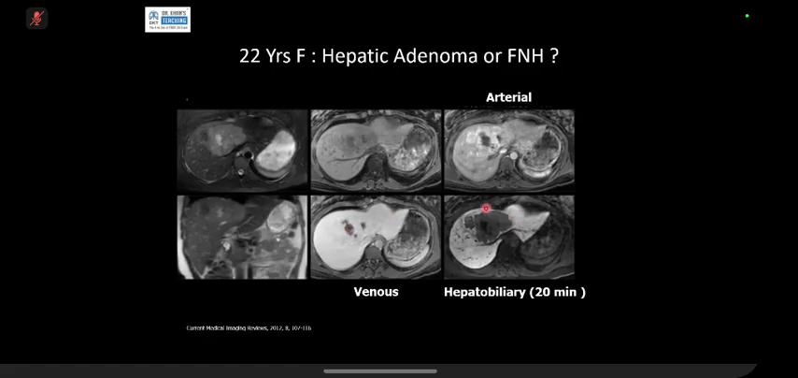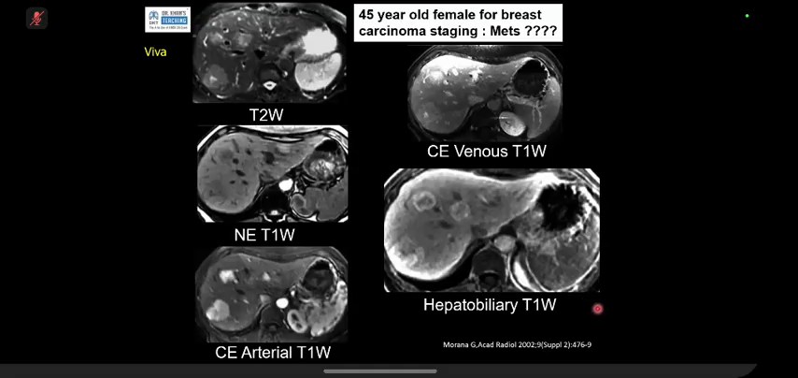There is a central scar. So adenomas can also have scar. And this is an adenoma. This is very interesting. Again, from literature, the patient presented with CA breast. On ultrasound, they said it is metastasis. On CT, they said it is metastasis, arterial enhancing, bad news. And on this one, you see arterial phase enhancement, no washout, and this is key, hepatobiliary phase.